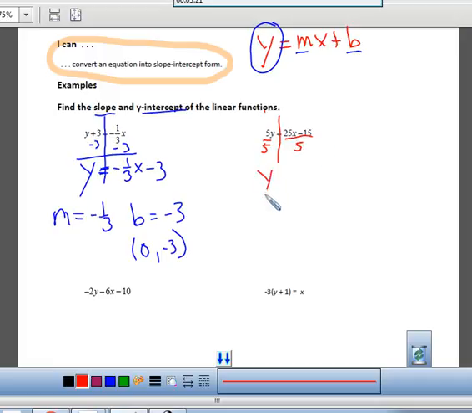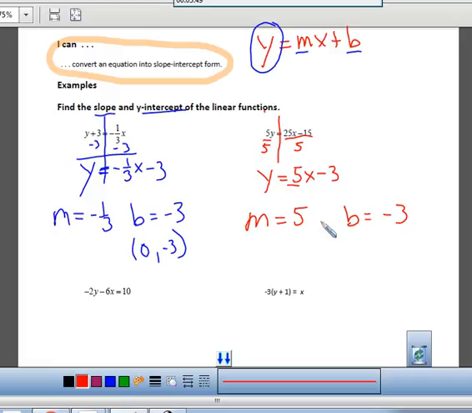So I have y equals 25x divided by 5 is 5x. Negative 15 or minus 15 divided by 5 is negative 3 or minus 3. And look at that. We have it in y equals mx plus b form. So finding the slope and the y-intercept is pretty easy. We've got 5 and we have negative 3. Okay, so far, not too bad.